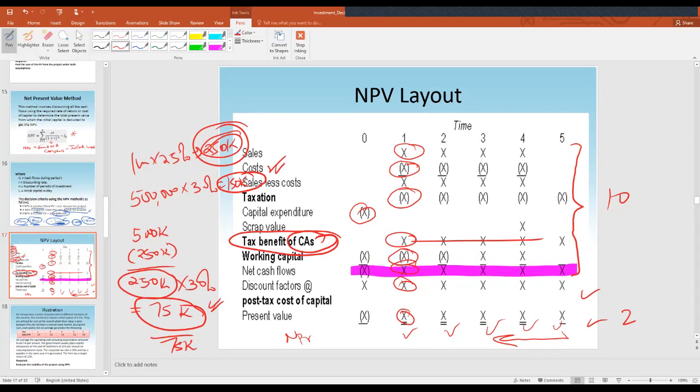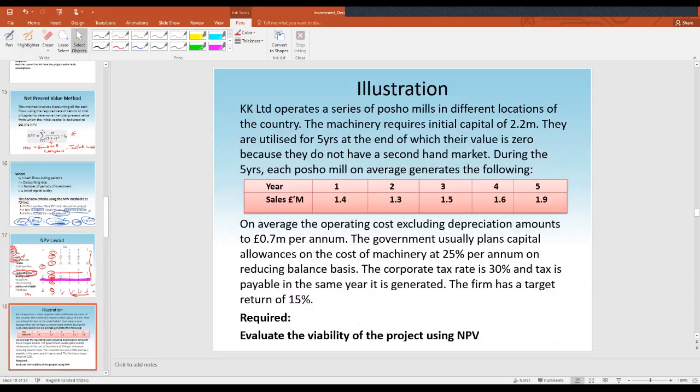Clear? There's no more once we discuss this question. Once we go through this question, we shall apply that concept. So go through it, then we discuss together.